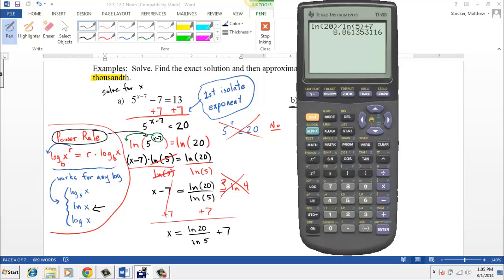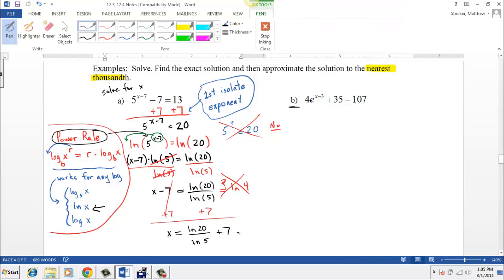And if you round to the nearest thousandth, we can clearly see that's 8.861. So let's go ahead and write that in. This is approximately equal to 8.861. Box up the answer. There we go.